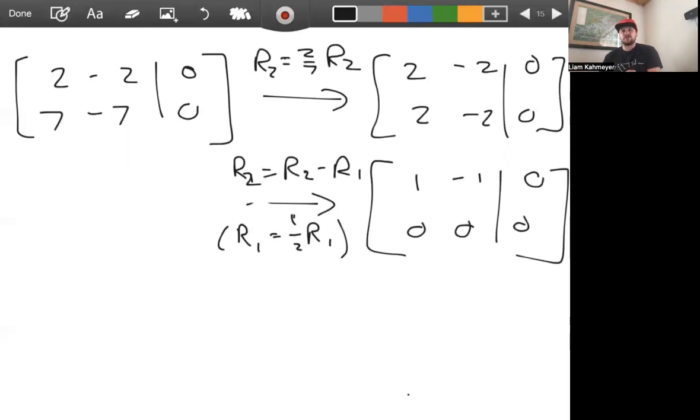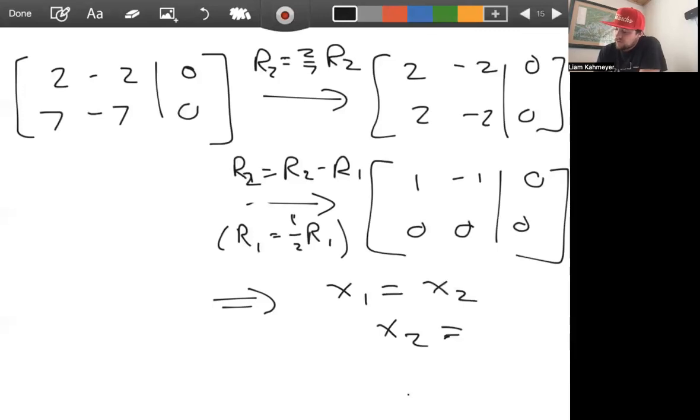This is the reduced row echelon form, right? The row of all zeros at the bottom implies we have a free variable. So this tells us x1 minus x2 equals 0, so x1 equals x2. And then x2 equals t for t in R. So what does this mean? This means our eigenvectors, our X1 is t, t.